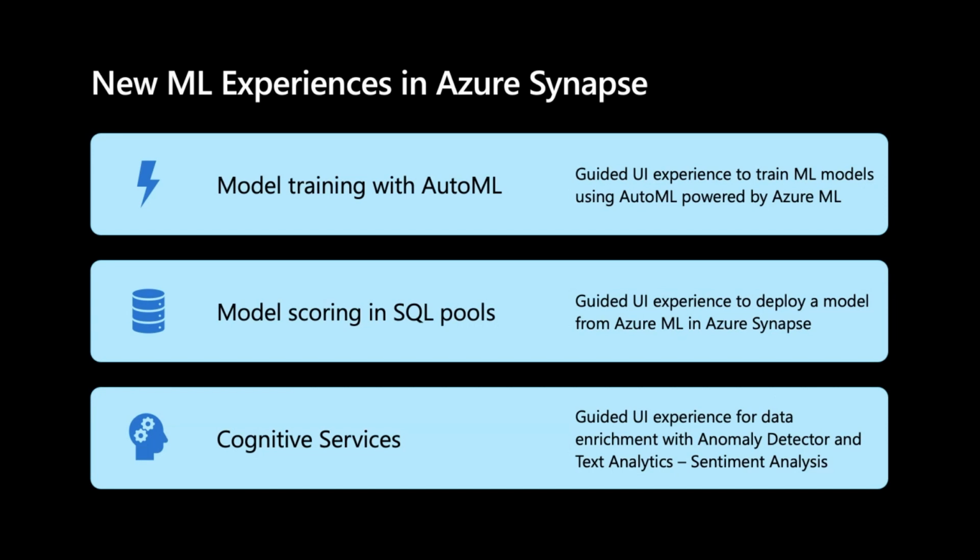And the third one that we're introducing now is actually an integration with cognitive services, where we're building a UI experience on top of that, so that we can allow, for example, for data enrichment with anomaly detector and text analytics sentiment analysis. And this is just a start. These are two of the models that we're bringing in to provide a low-code experience to work with them.